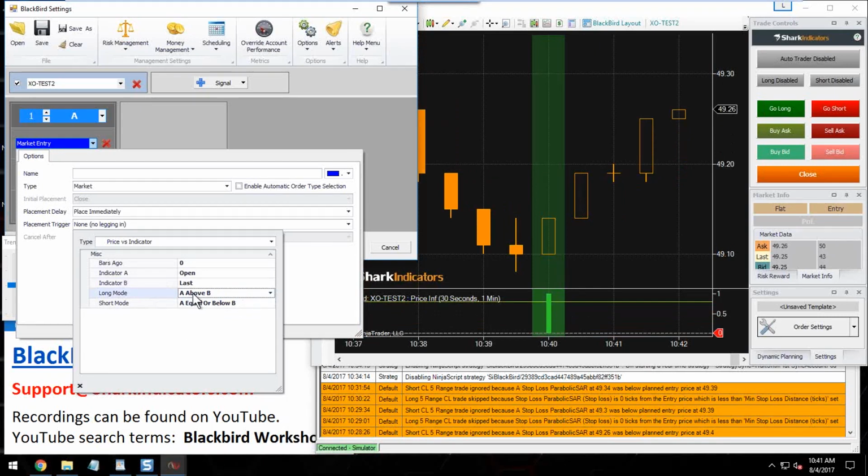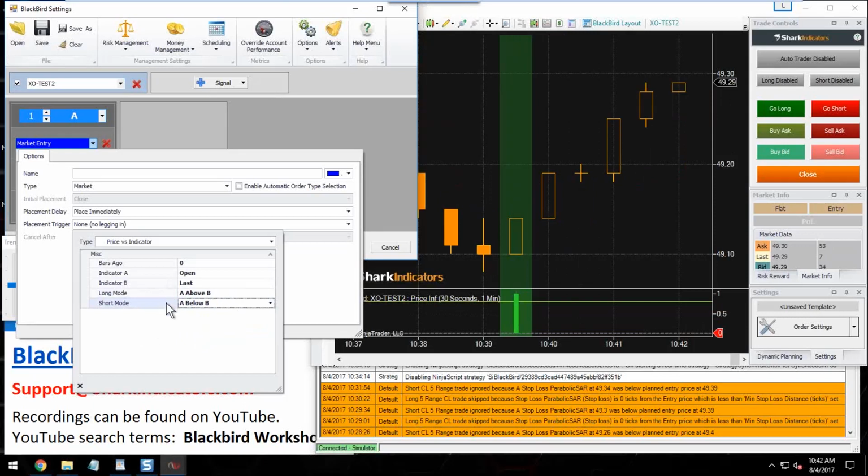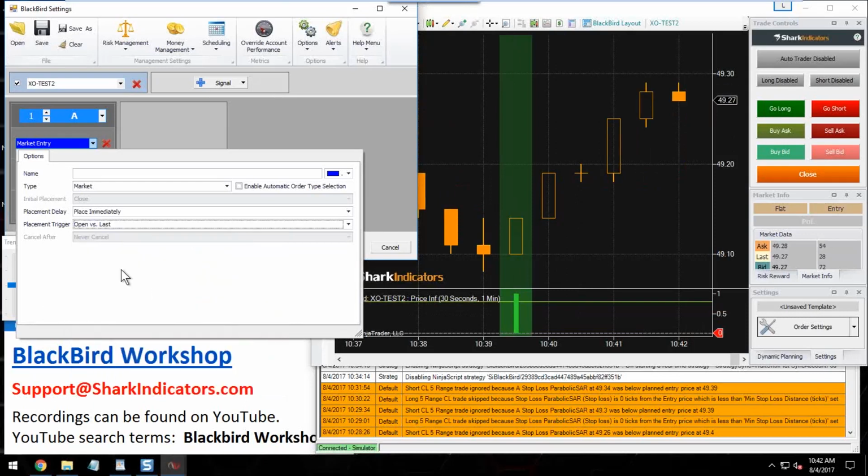The question specifically says it wants to wait until price crosses the open. A crossing does not involve an equals, right? If two things are equal, they haven't crossed yet. So we need to get rid of the equal. And then for the short, we're just going to use the opposite, so A below B for a short. I think that's all correct.